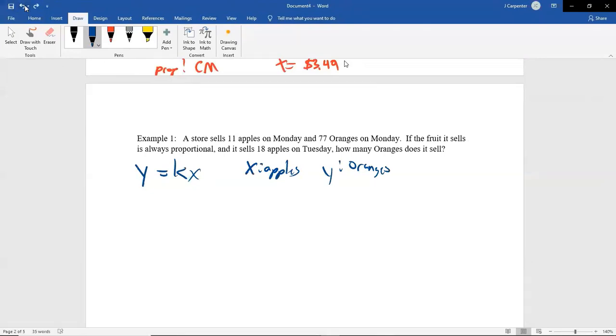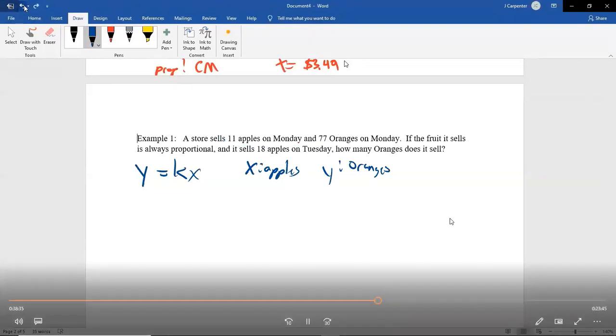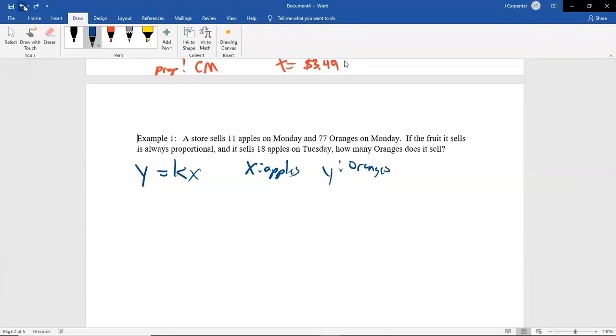All right, so let's run the first scenario through. Let's do the 11 apples and the 77 oranges. So the 11 apples would be the x, the 77 oranges would be the y. So the 77 goes on the left equals k times the x, which was again 11. Oranges, apples. Pay attention, put things in the right place.